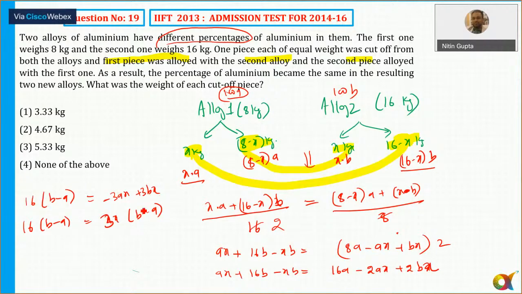So b and a, these are different values that is given. So b minus a can't be equal to 0. So these two cancel out. So the correct answer is option number 3, 5.33.